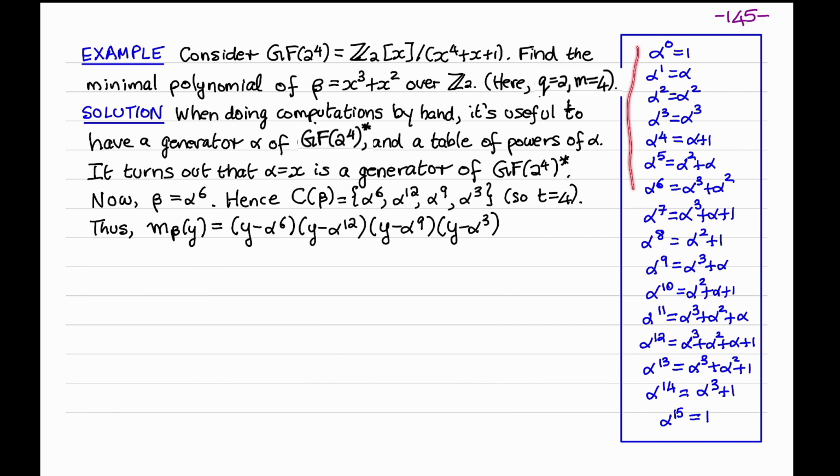I've written down here a table of powers of alpha, beginning with the 0th power and ending with the 15th power. We see from this table that alpha indeed has order 15, and so is a generator of GF(2 to the 4) star.